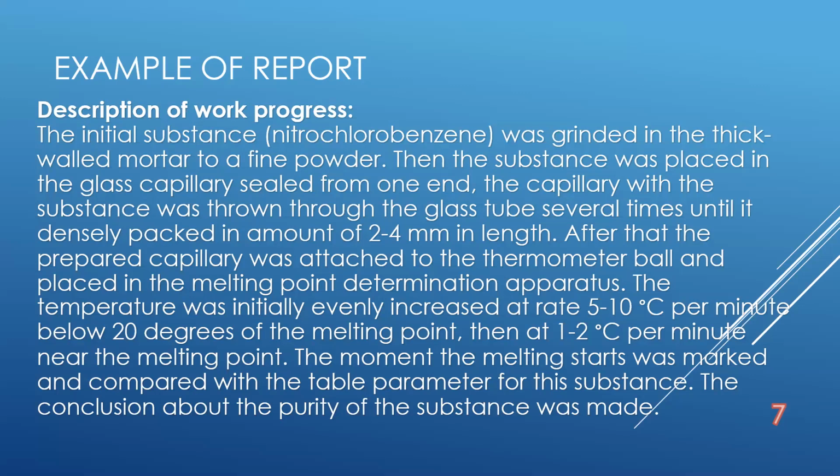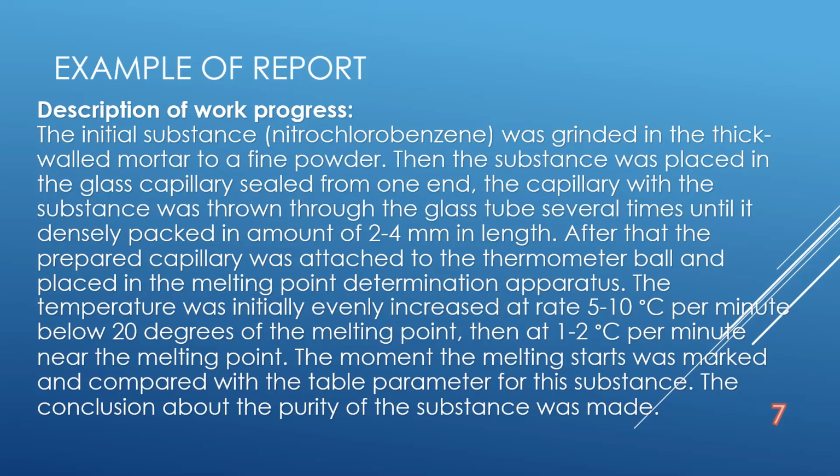For example, the description could be done by watching the video which we watched earlier. The initial substance, as you can see in the video, is nitrochlorobenzene. In the video you could also see its name, para-nitrochlorobenzene. It was ground in a thick-walled mortar to a fine powder. You could see in the video the substance contained in the thick-walled clay vessel, and because it's thick-walled, it is called not an evaporating dish but a mortar.